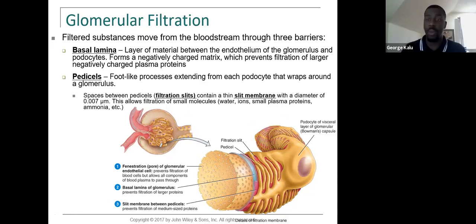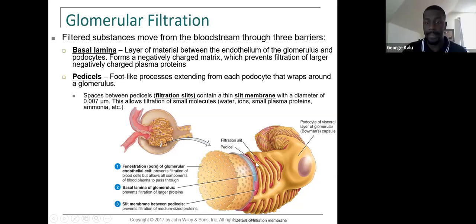What this does is, if you have plasma proteins that are negatively charged and a basal lamina that's negatively charged, they're going to repel each other. That prevents the plasma proteins from getting anywhere near the walls and accidentally leaking out. Because they repel each other, the plasma proteins are retained inside the glomerular capillaries. That's number 2.